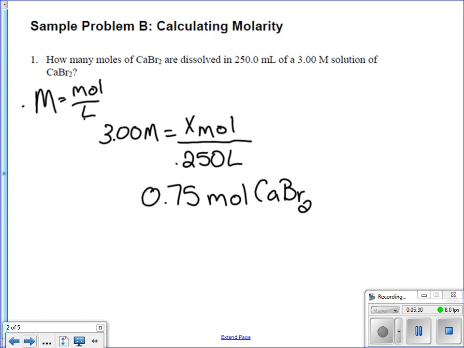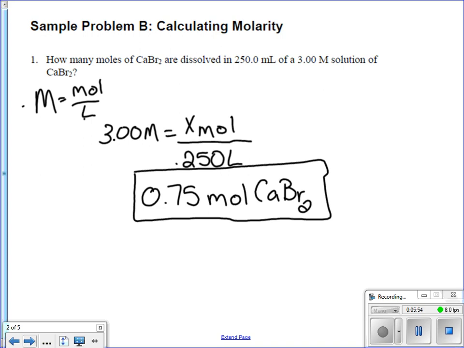And the question asks how many moles of calcium bromide. So now this is our final answer. If we were solving for volume, we would divide our number of moles. So you have to pay attention to the algebra. Some of y'all struggled with that with the gas law. So if you don't know how to solve for x, bring it to me and let me show you.